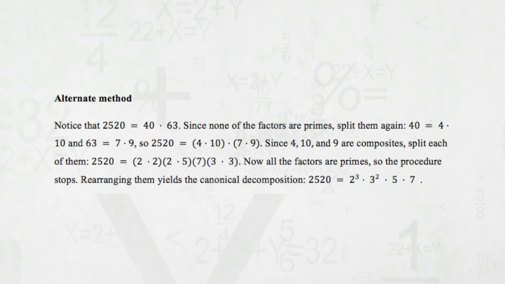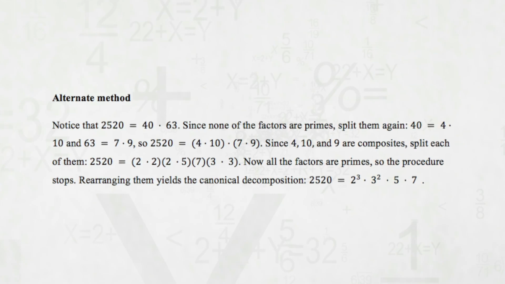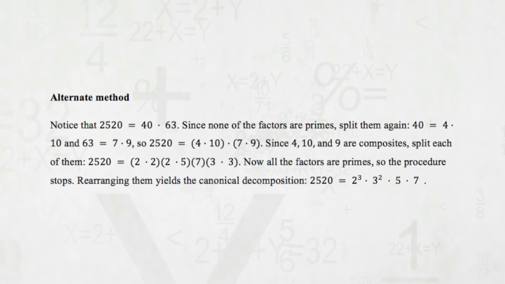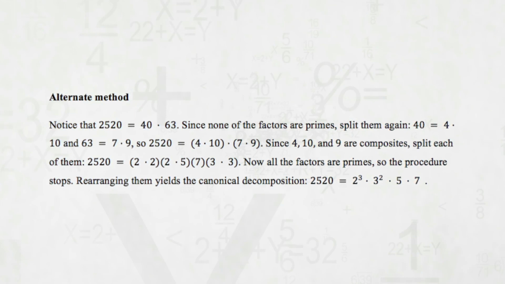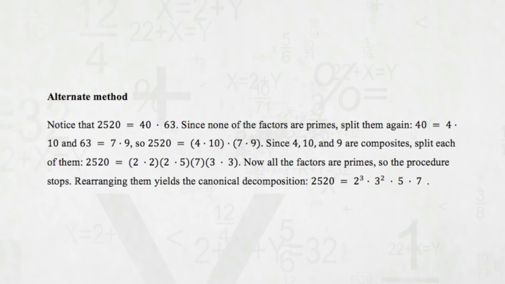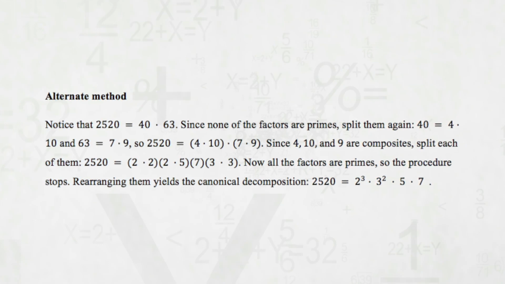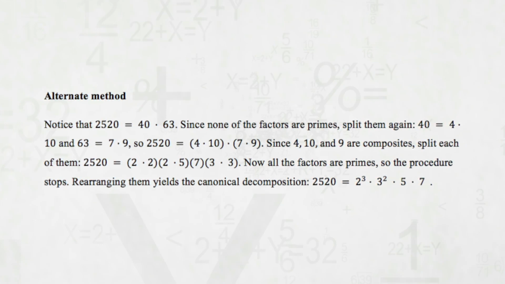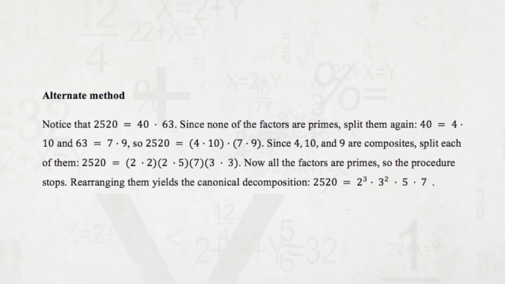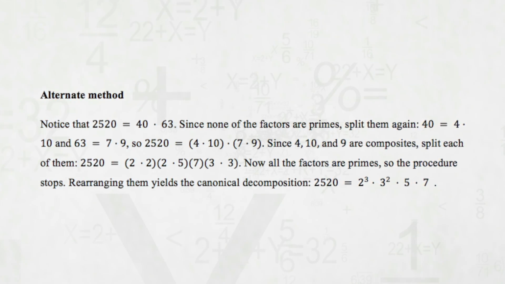We shall see an alternative method for the canonical decomposition. Notice that 2520 can be written as a product of 40 and 63. Since none of the factors are primes, split them again: 40 can be written as 4 multiplied by 10, and 63 can be written as 7 multiplied by 9. And so we have 2520 equal to 4 multiplied by 10 multiplied by 7 multiplied by 9.